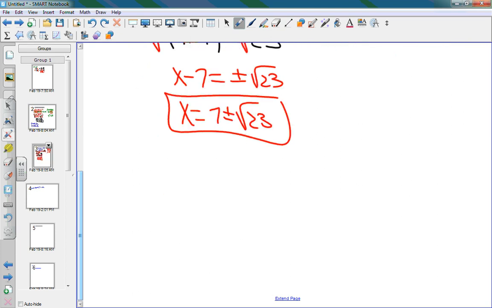Lance, give me my first x-intercept. Carly? 7 plus radical 23, comma 0. Trish, give me my second intercept. 7 minus the square root of 23.